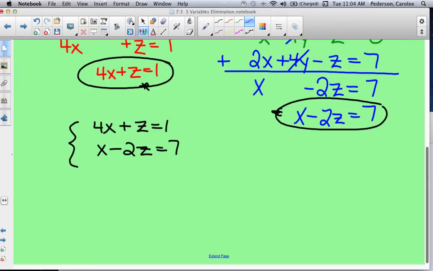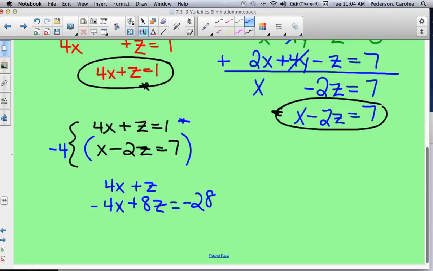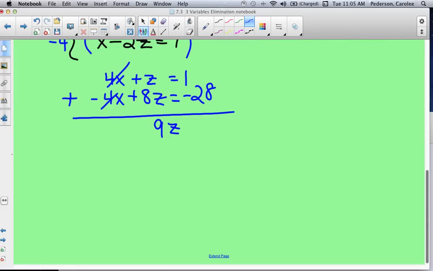Actually, let's eliminate the x variable. So I'm going to multiply this equation by negative 4. So I have negative 4x plus 8z equals negative 28. And then the top equation will just stay as it is, 4x plus z equals 1. Now let's add those together. The x's cancel out, because 4x minus 4x is 0. And then 8z plus 1z is 9z. And then 1 minus 28 is negative 27.